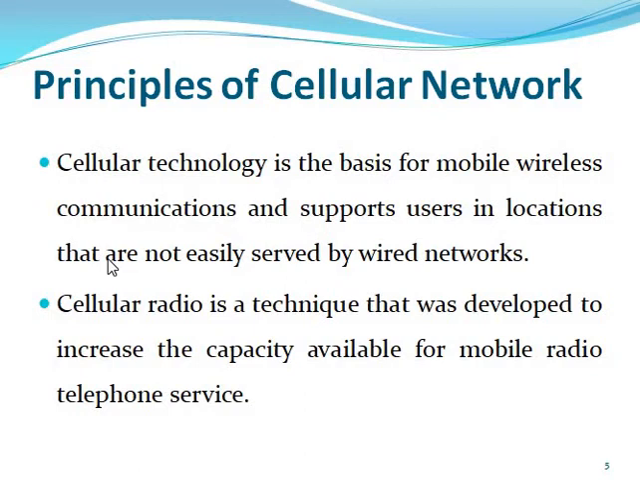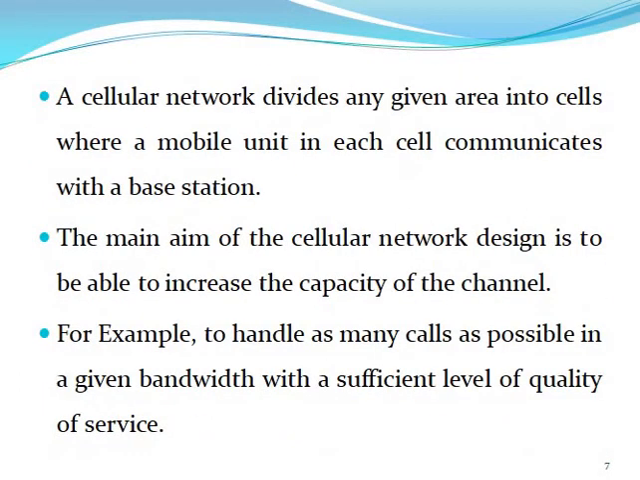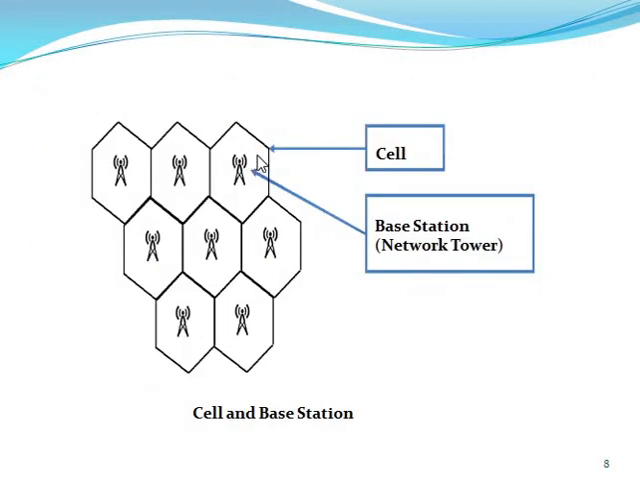So what is the cellular network mostly used for? It is used for wireless communication, where physical communication cannot be established easily in any location or area. That is when cellular networks are mostly used. So this is one cellular network, and this is one cell. A number of cells are connected to the base station, and base stations are connected to each other.